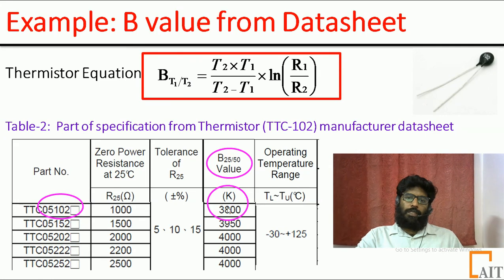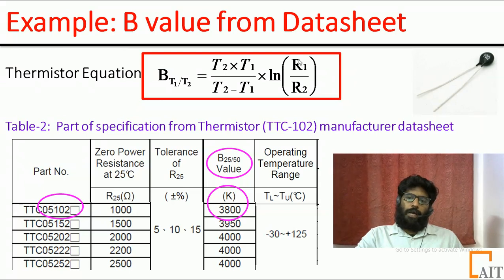So in the equation, the B parameter is substituted as 3800 Kelvin, T1 is substituted as 25 degree and 50 degree is substituted in place of T2. So now our interest is to obtain R2. In order to obtain R2, we have substituted B value, T1 and T2.